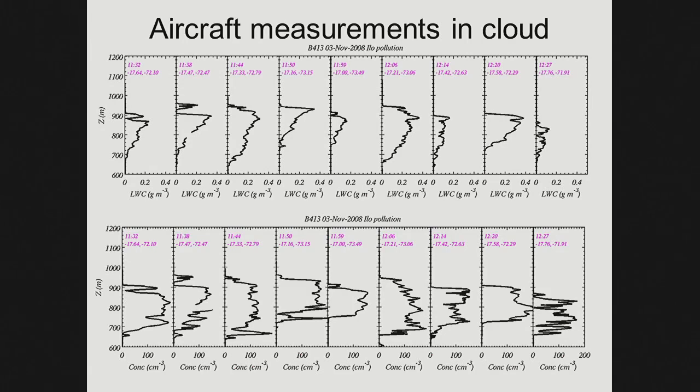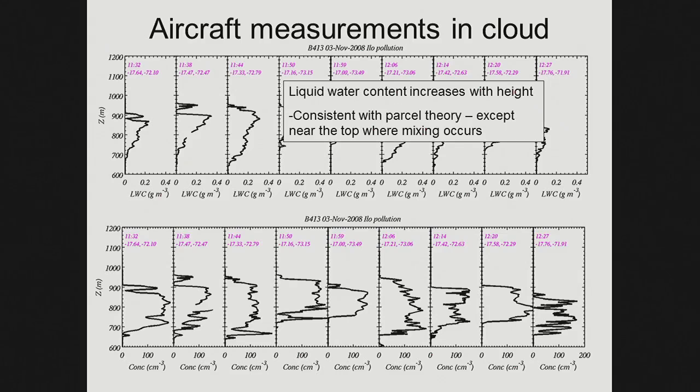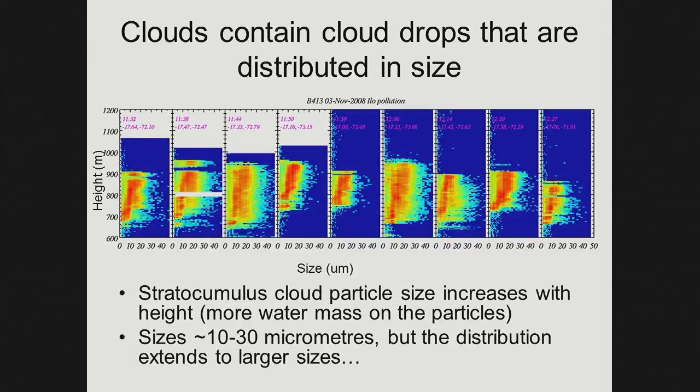But the signature of constant cloud drop number concentration with height means that there's probably no mixing processes going on, and also there's probably no precipitation processes going on, because if rain started to form, then you might expect the concentration to decrease as some of those droplets fall out. Okay, so I just thought I'd show you some real data. I'm going to skip past this now.